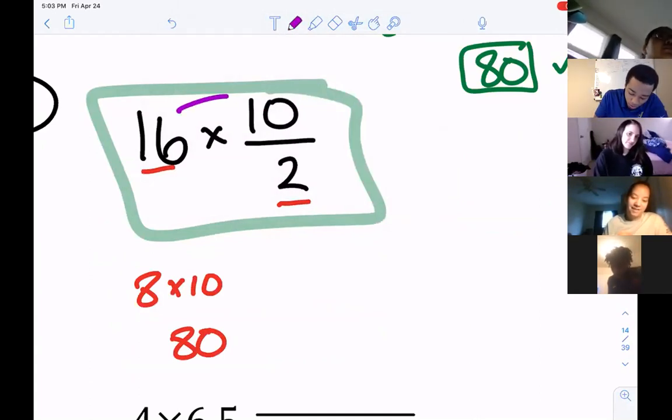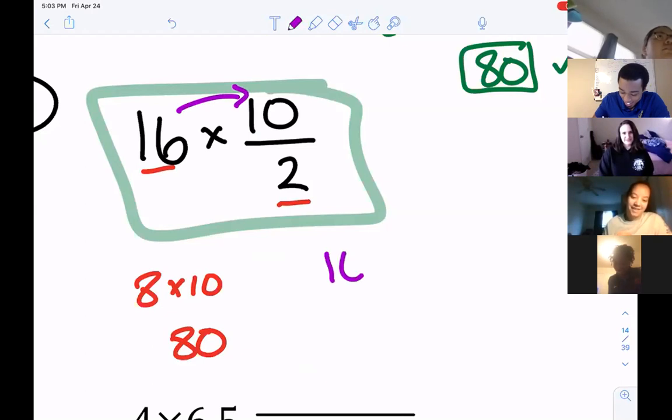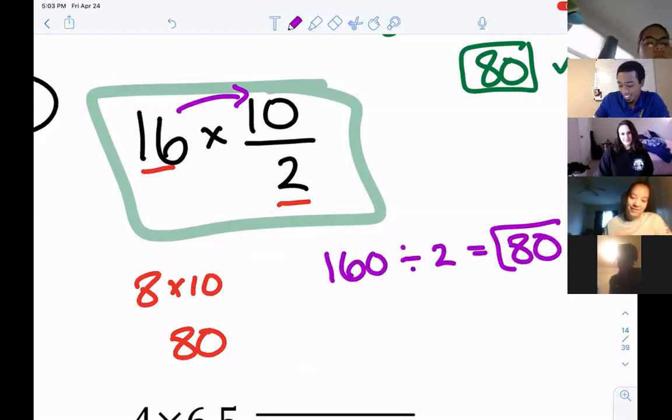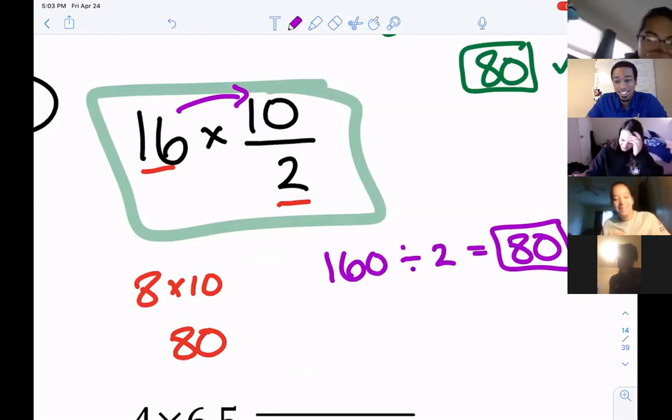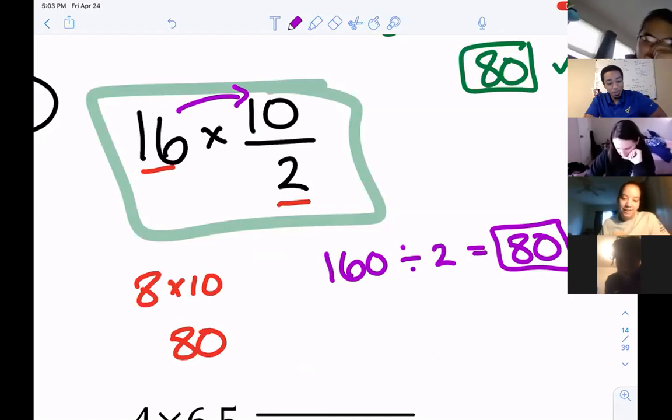Everybody, what's 16 times 10? 160. And what's 160 divided by 2? 80. Oh, look at that. This is crazy. It absolutely is bananas. Oh my god. I was like, wait, isn't that supposed to be, if you times the 16 by 10, it will be 160?